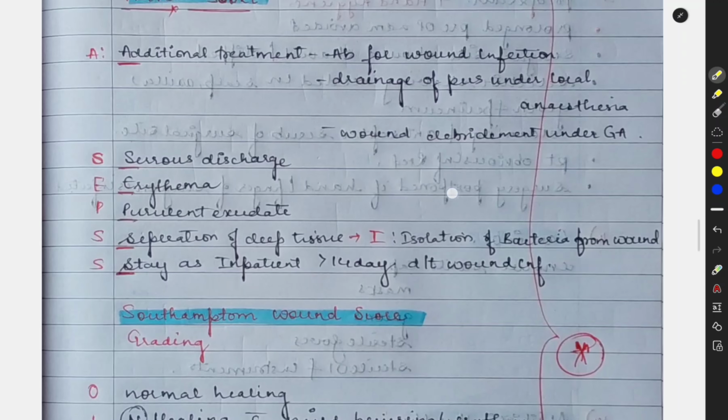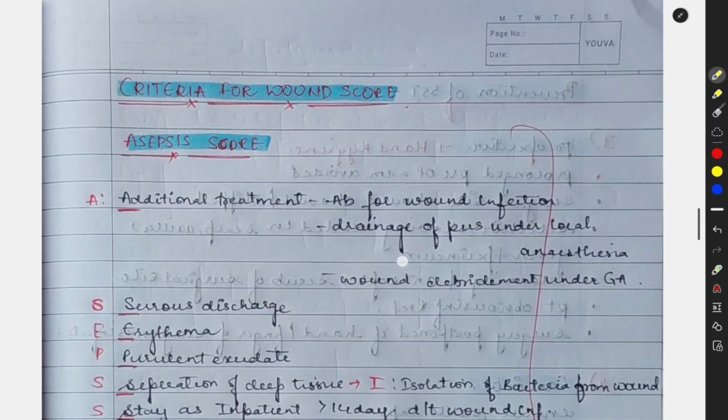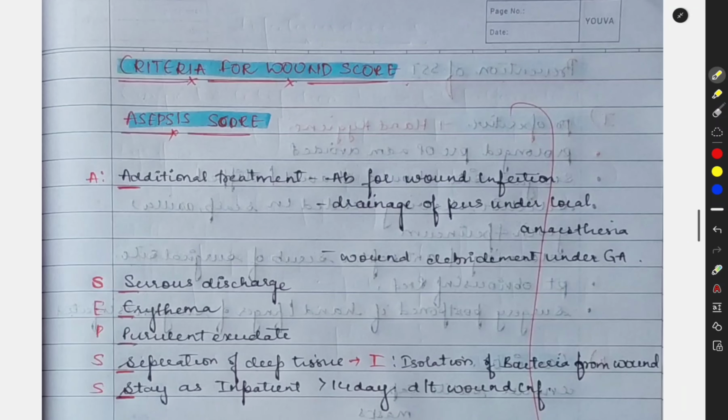Firstly, the ASEPSIS score. This is the same as the derivation of the word asepsis. It involves the first letters of ASEPSIS: A, S, E, P, S, I, S. A stands for additional treatment. If antibiotics for wound infections are required, drainage of the pus is needed, or wound debridement is needed, this is additional treatment for the ASEPSIS score.